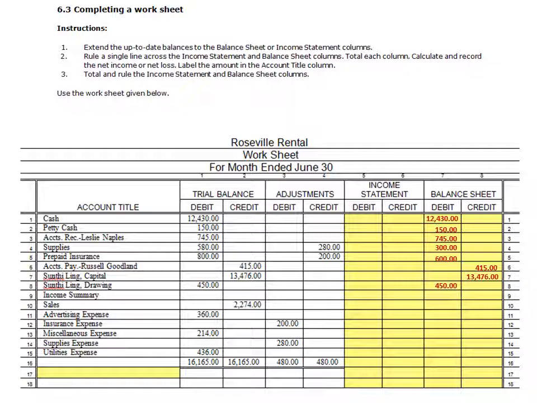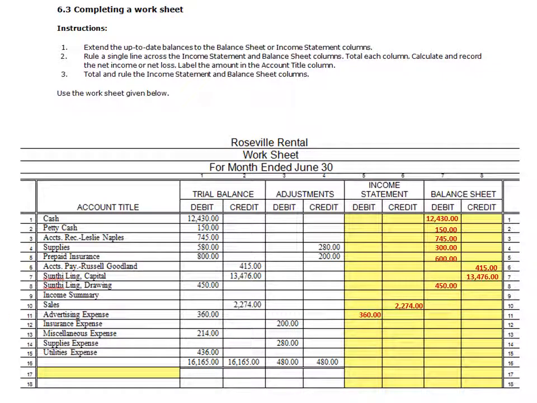Now what we need to do is we're going to move over to our income statement account, because if you noticed, we used our 1, 2, 3 accounts, or our assets, liabilities, owner's equity. Now for income statement, we need to use our 4, 5 accounts, or our revenue and expenses. Well, our first revenue account is sales, and that is a credit normal balance of $22.74, and I'm just moving that over. Advertising expense has a debit balance of $360.